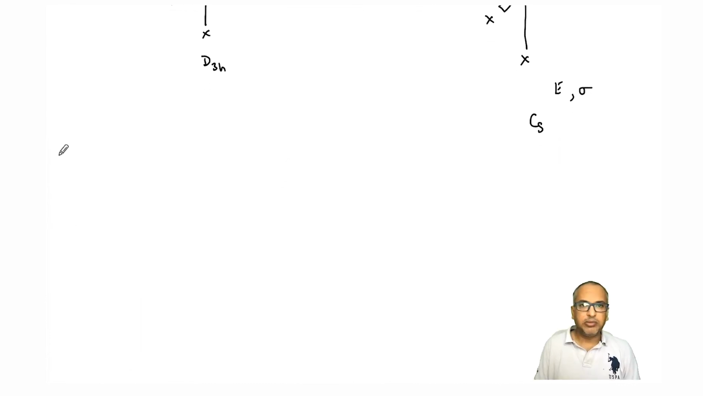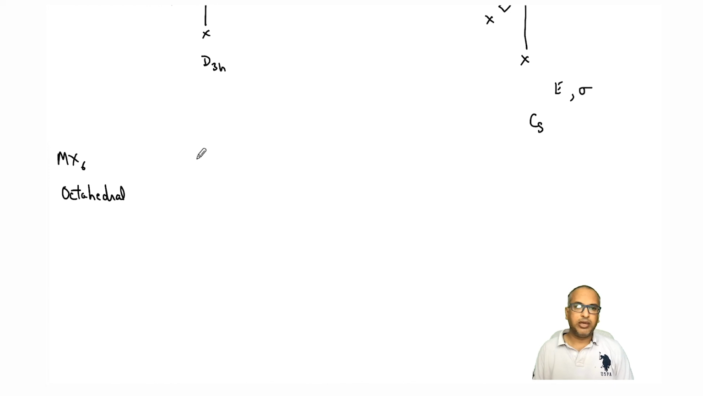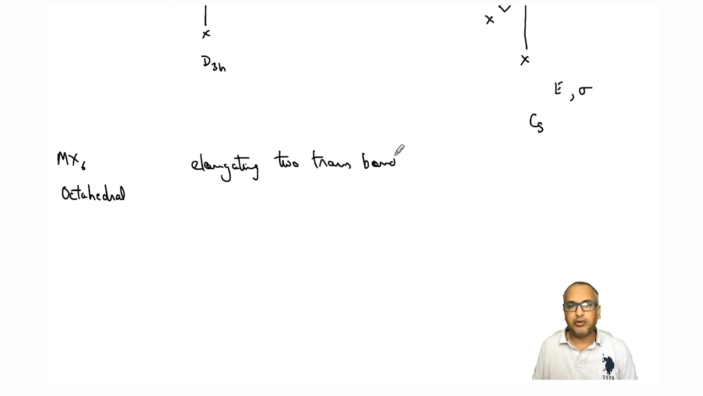Let's do one more example and then we can stop. So let's say MX6 octahedral case. Let me do one example and one I will give for home assignment. Okay, so elongating two trans bonds. This is a simple one. Okay, let's do both. So how does it look?